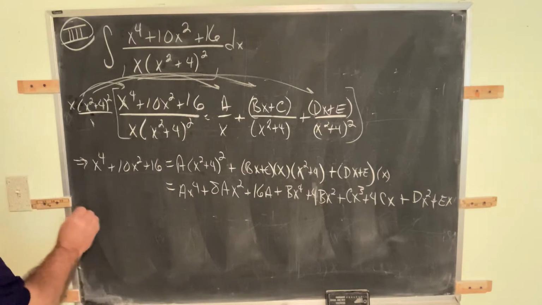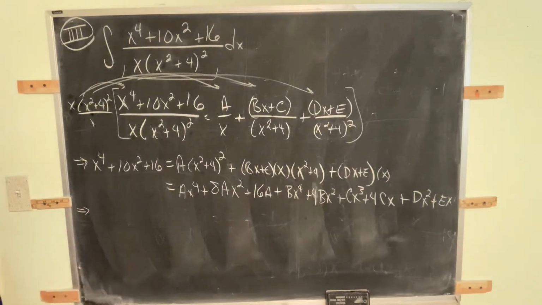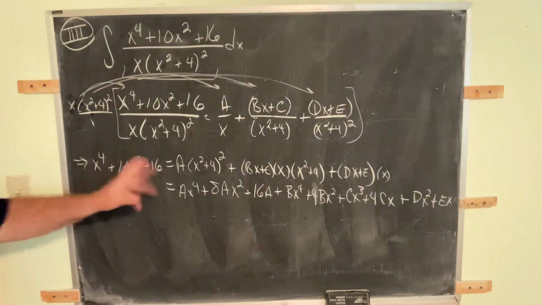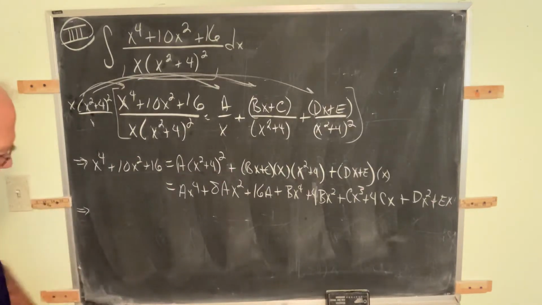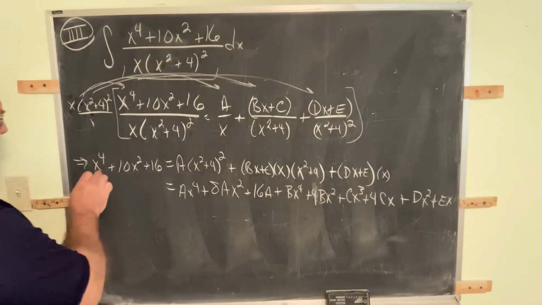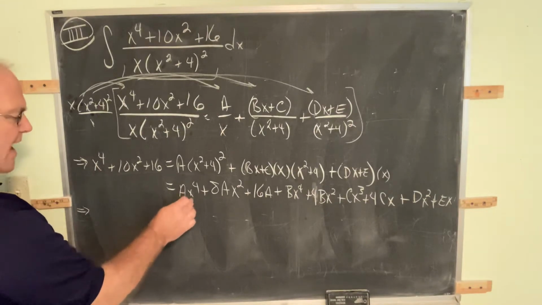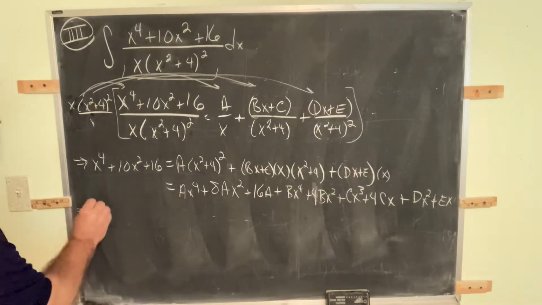And now we can equate the coefficients. So what are the x to the 4th coefficients? We don't actually need to gather them. We can see what's happening. We need all the x to the 4th coefficients. Well, there's an A. That's x to the 4th.